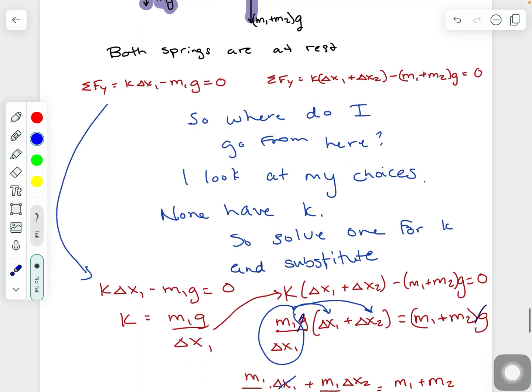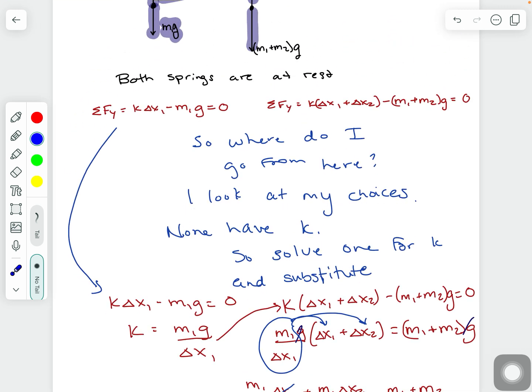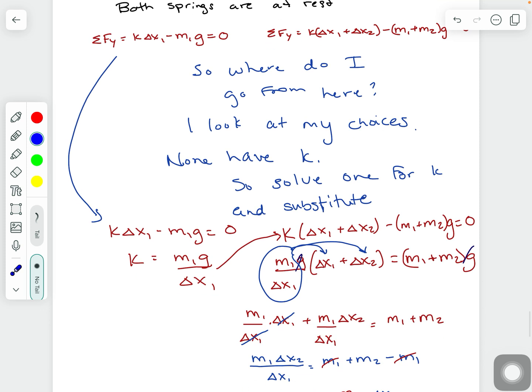But I'm just going to decide I can pretty easily get rid of K. I look at my answer choices, none have K, so solve one for K, either this one or this one, and then substitute it into the other. Hopefully you're familiar with this math practice of substituting using another equation. So for my sum of the forces in the y direction for figure 2, I solved that for K. I just rewrote the equation down here and I got m1g divided by delta x1. Then I substituted this in for K.